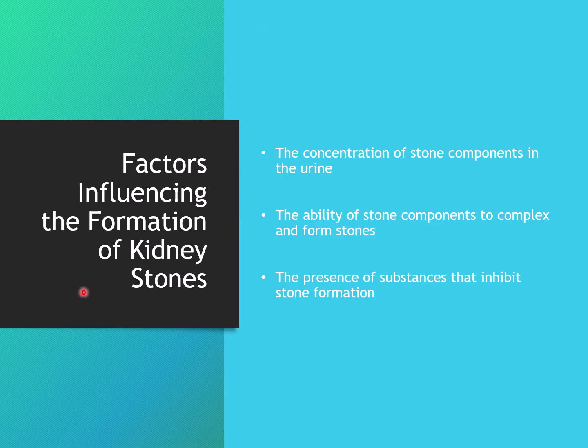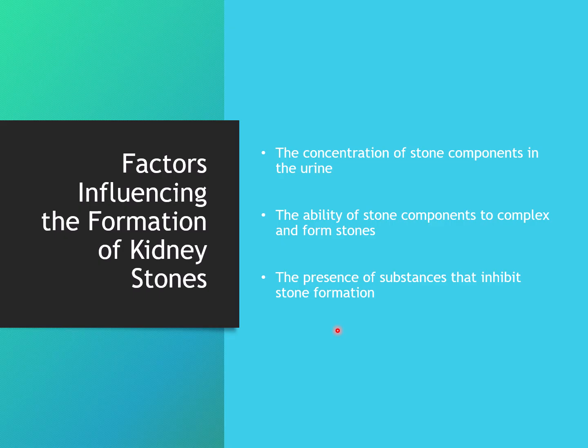Having said that, there are different factors that can influence the formation of kidney stones. Part of it is how concentrated those stone components are within the urine. The more concentrated those components are, the more likely someone is going to develop a stone. Also, the ability of stone components to complex and form stones. Some stone components are more likely to do that than others, and so that is also something that can play into the development of kidney stones. And finally, the presence of substances that might inhibit stone formation.